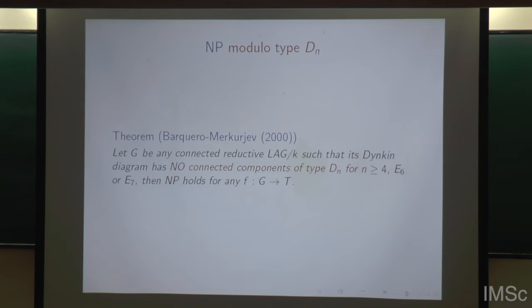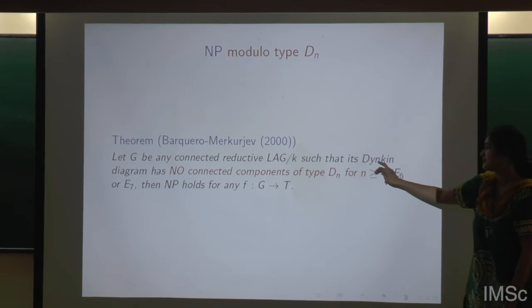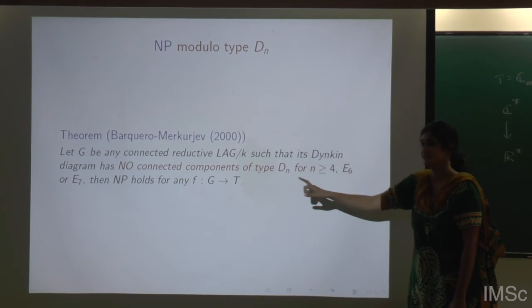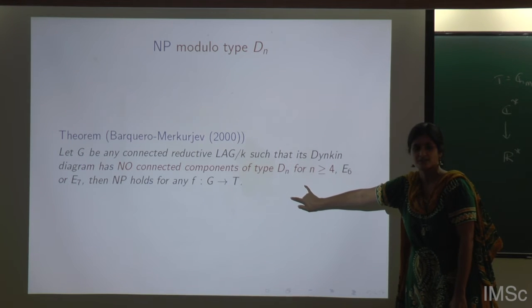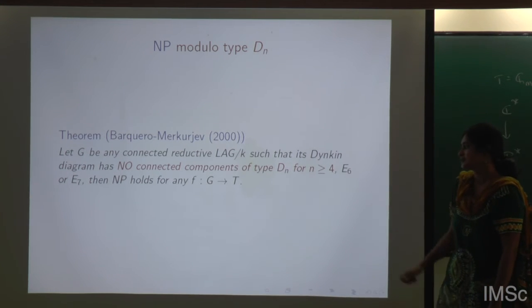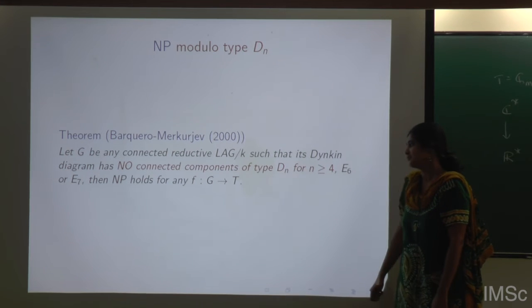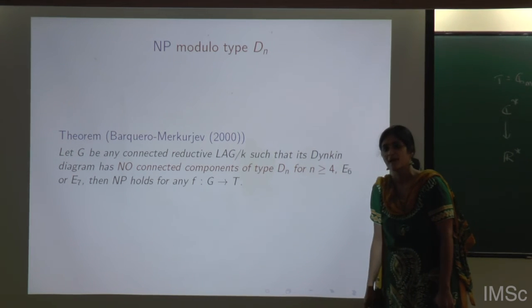Okay, then maybe 10 years later, you've got Bhaskhar and Mercurier's result. Bhaskhar is a student of Mercurier, and they prove the following statement: suppose G is a connected reductive linear algebraic group, and again they don't want type D components in the Dynkin diagram. They also don't want E6 or E7. E8 surprisingly is a trivial question in this case, but for the classical case you don't want type Dn. So if you remove these extraneous components, then the norm principle holds for any map from G to T.